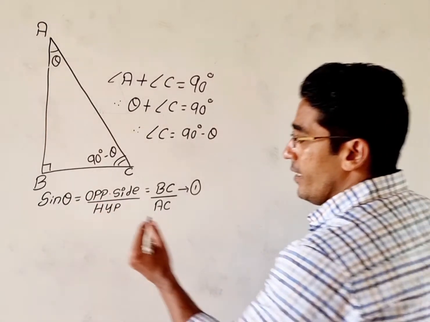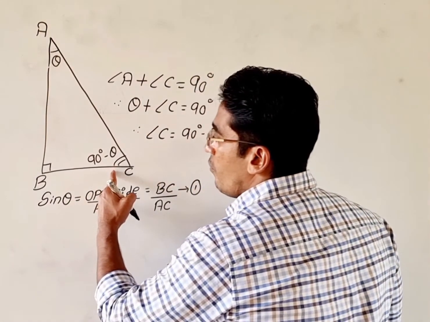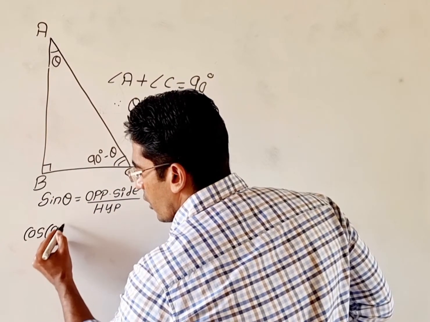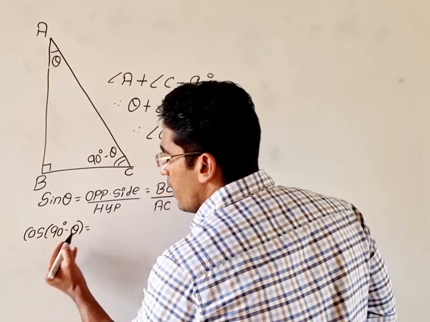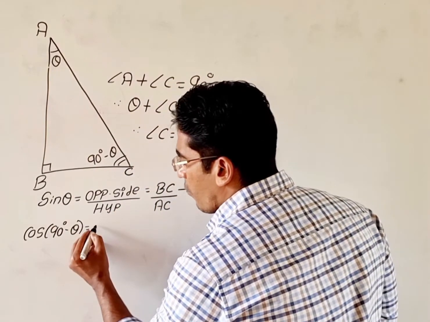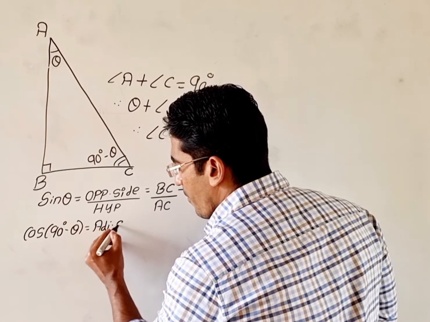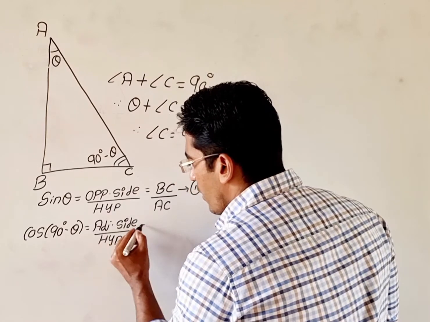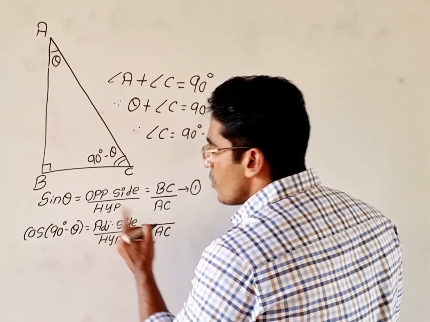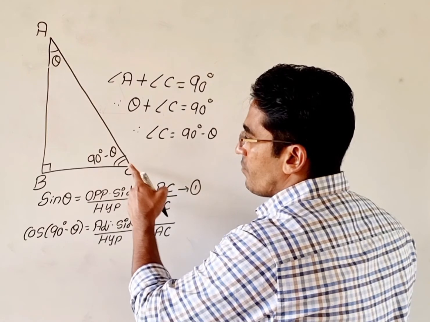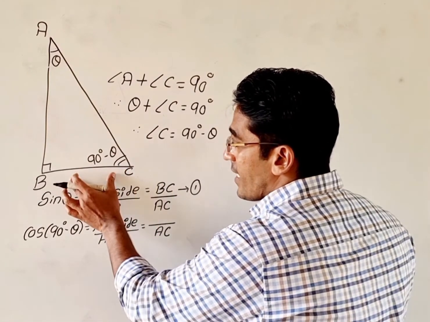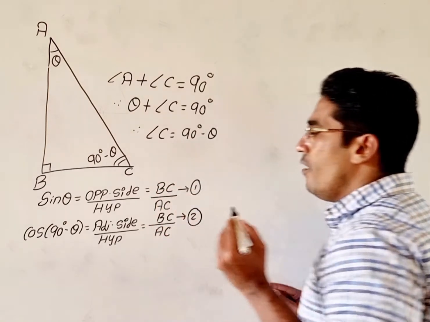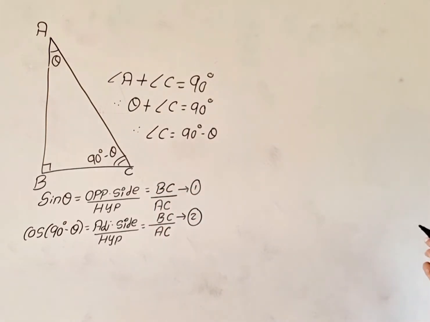So in first step, I have found out the value of sine theta. In second step we will find out the value of cos 90 minus theta. Now what is the formula for cos? Adjacent side upon hypotenuse. Now what is the hypotenuse? AC. So for 90 degree minus theta, that is for angle C, the adjacent side is BC. Step number 2.